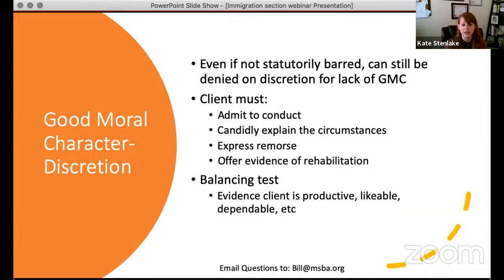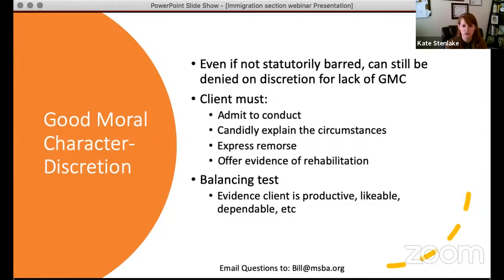They have to be candid about it. They can't be cagey. They can't try to pretend it didn't happen. They have to be able to come up with a way to honestly explain what happened and express remorse. I tell my clients, no matter what, you just got to say, I'm sorry for what I did. I learned from what I did. If they don't, they might be denied. And I've had clients just say, I'm real sorry for what happened, and sometimes that's enough. You should also offer any evidence of rehabilitation.